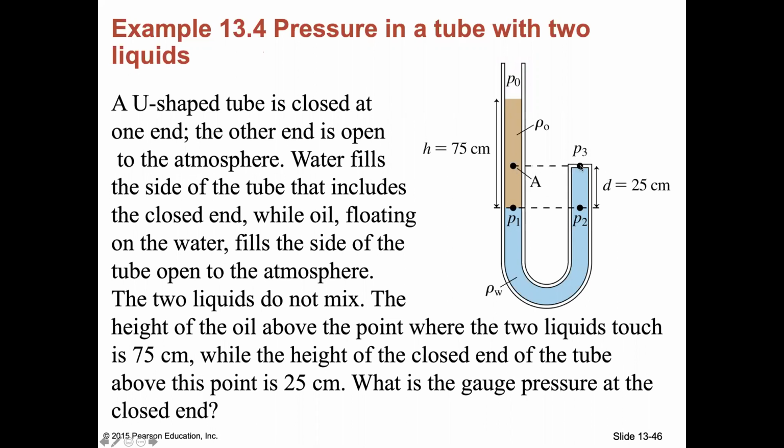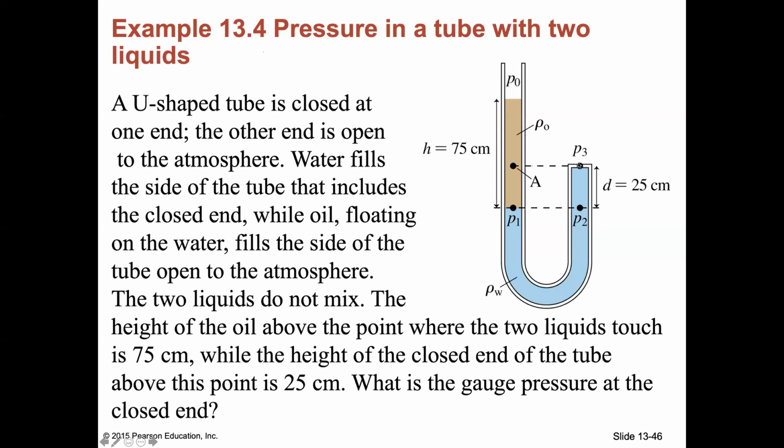But PA doesn't equal P3, because even though they're at the same horizontal line, it's not a single kind of fluid. There's some oil at PA, but there's water at P3. So they don't equal each other, and that makes the calculation more complicated. But one thing we know is P1 equals P2, and we can calculate P1 easily. It's rho gd, where rho is rho 0, the density of oil, and d is the depth, which is 75 centimeters. We can calculate P1, then we know P2, because P1 equals P2. But we want to calculate the pressure at P3.